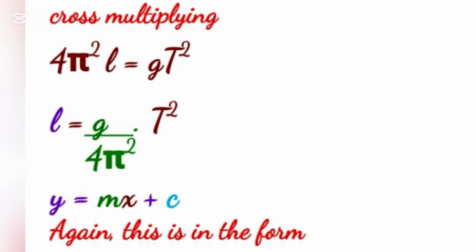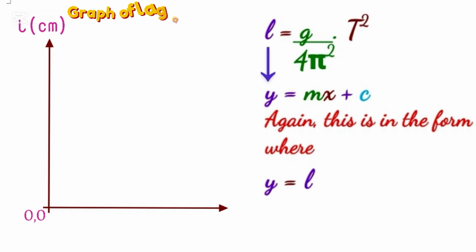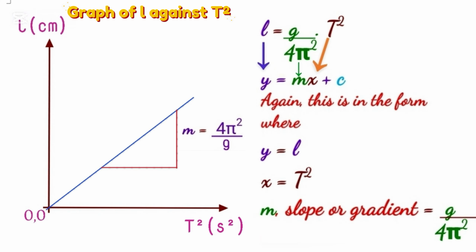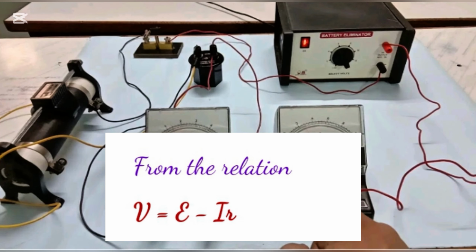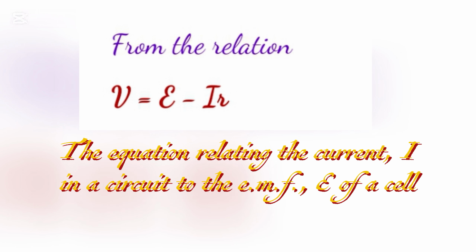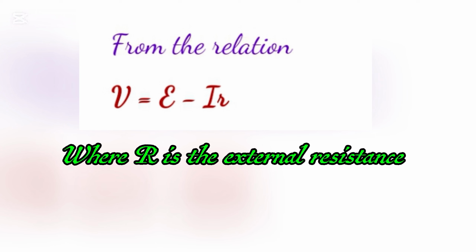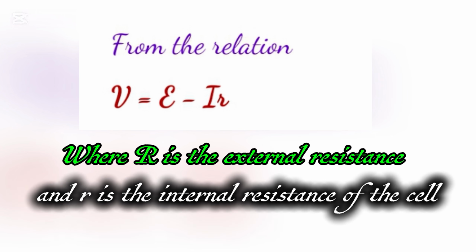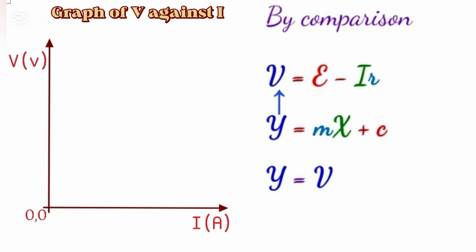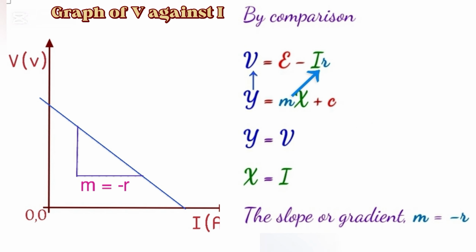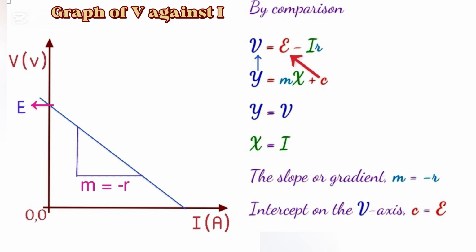Again, this is in the form y = mx + c, where y is equal to L, x is equal to T², m, the slope or gradient, is equal to g/4π², and c is equal to 0. Let's take a third example. From the relation V = E − Ir, the equation relating the current I in a circuit to the EMF E of a cell, where big R is the external resistance and small r is the internal resistance of the cell. For a graph of V against I, by comparison, y is equal to V, x is equal to I. The slope or gradient m is equal to −r. Intercept on the V-axis c is equal to E, the EMF of the cell.